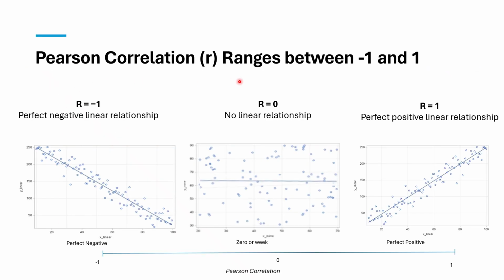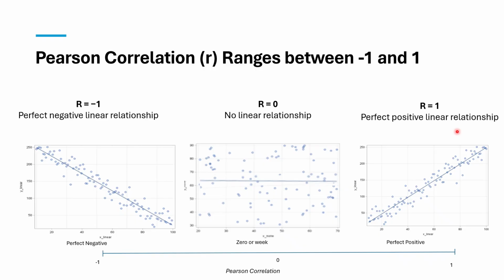Pearson correlation, which is denoted by small r, has values that range between -1, which is a perfect negative relationship, and positive 1, which is a perfect positive relationship. For example, if with each unit increase in weight, there is a perfect 1 unit decrease in diastolic blood pressure, you will see a graph something like this, which will be very close to -1.